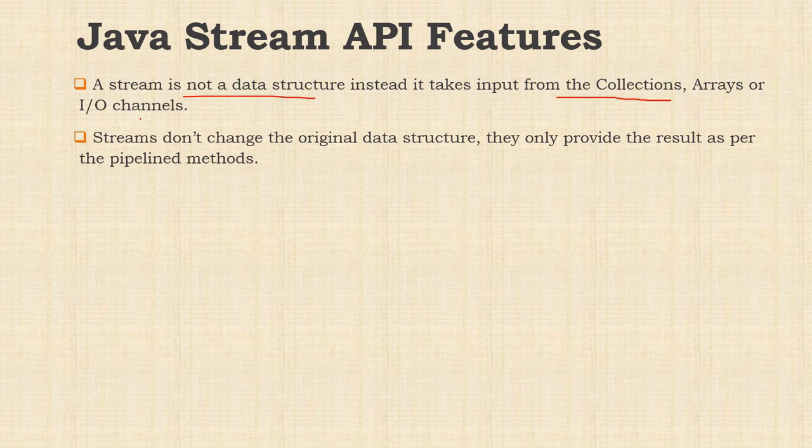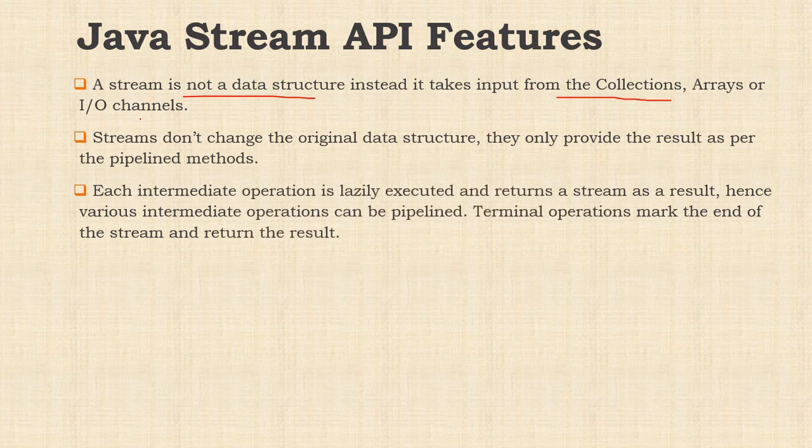Streams do not change the original data structure; they only provide the result as per the pipeline methods. So it does not change any data structure. If you are using an array list, it will perform operations on the array list only. If you are using a set, it will perform operations on the set only. Each intermediate operation is lazily executed and returns a stream as a result. Hence, various intermediate operations can be pipelined. A terminal operation marks the end of the stream and returns the result. So we use intermediate operations to perform the various operations, and a terminal method to collect the result.